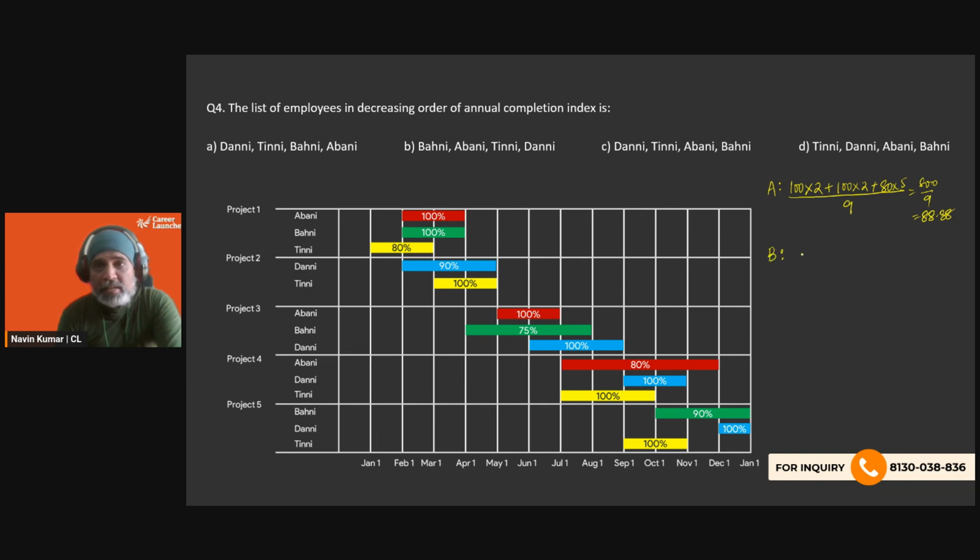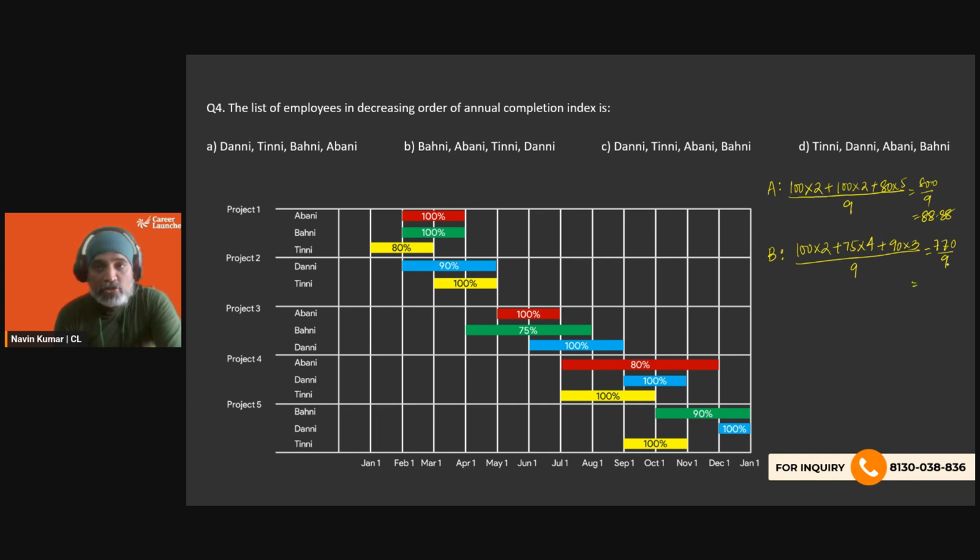Now, if I look at B, this was 100 for 2 months, then 75 for 4 months, and then 90 for 3 months, divided by 2 plus 4 plus 3, which is another 9. So this is going to be 75 into 4 is 300 plus 200, 500. 500 plus 90 into 3 is 270. So this is 770 by 9. So from here, we can definitely say that it is less than 88.88.